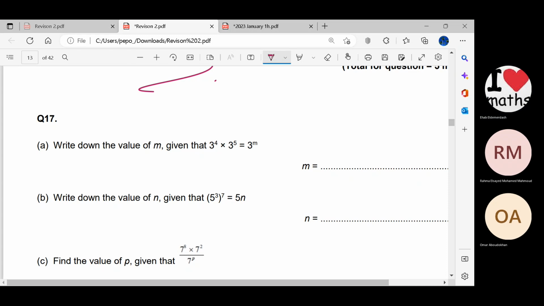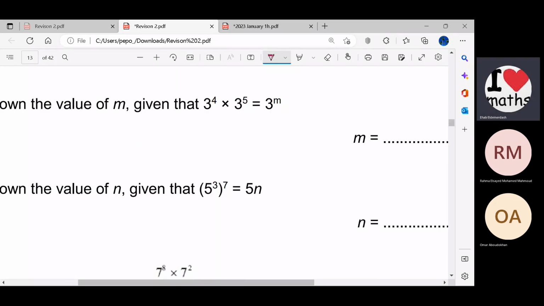9. What do we have to do for multiplying? What do we do here? 3 power 4 times 3 power m, so what's the value of m? Tell me. 9, because we are adding. Here it's 5 to the power of n. So what's the value of n? So 5 to the 21 equals 5 to the power of n, so we get n is equal to 8.